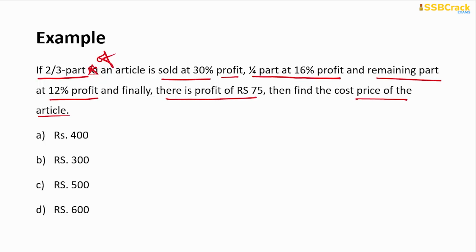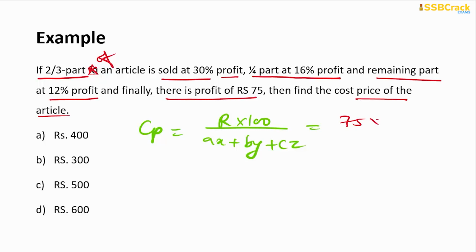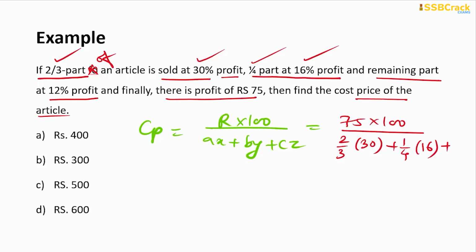So we know the cost price of the entire article is given by the formula R into 100 upon AX plus BY plus CZ. Isn't it a very simple formula to remember? What are A, B, C, X, Y, Z and R? R is 75. And A is the first part of the article sold at X%, so we have 2/3 into 30, plus B, that is 1/4 part at 16% profit, so 1/4 into 16, plus C.